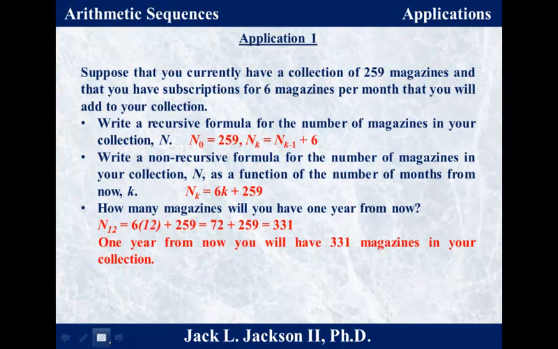So how many will we have 1 year from now? Well, 1 year from now, 12 months would have passed. So that will be n sub 12 is the number we're looking for. So 6 times 12 plus 259. 6 times 12 is 72. 72 plus 259 is 331. So 1 year from now, you will have 331 magazines in your collection.